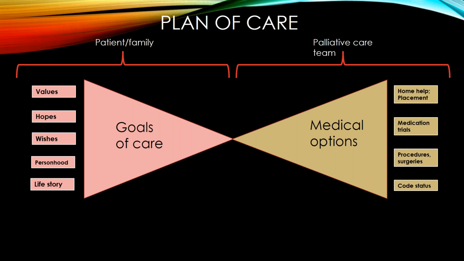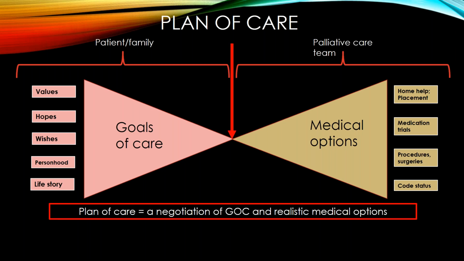So all of those medical type decisions on the right side of the slide are things that we can help navigate once we have a better sense of what's most important to a patient and family in the setting of their condition. And that's how we generate a plan of care. It's a negotiation between the goals of care and what's medically possible. And that's really why I think the goals of care can be supremely useful in having that conversation with people.